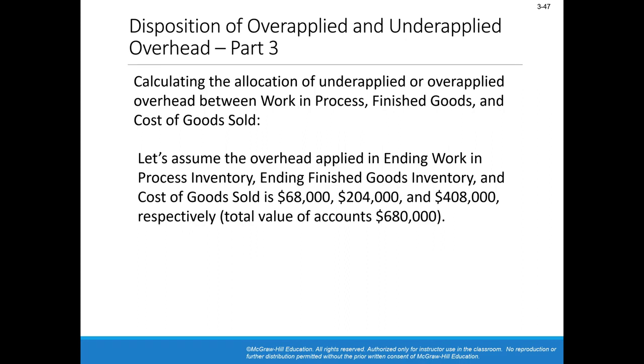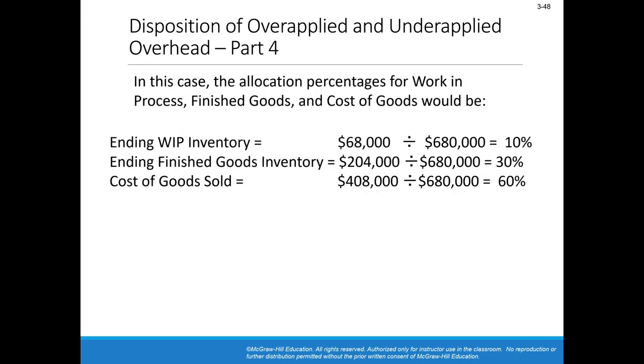For work in process, that ending balance is 68,000. So we're just going to take that and divide it by the 680 and come up with what percentage it is, and then do the same for the other two accounts. Let me show you the math. It'll be a little bit easier if you can see it. So here we go. Ending inventory, 68,000, divided by 680,000.